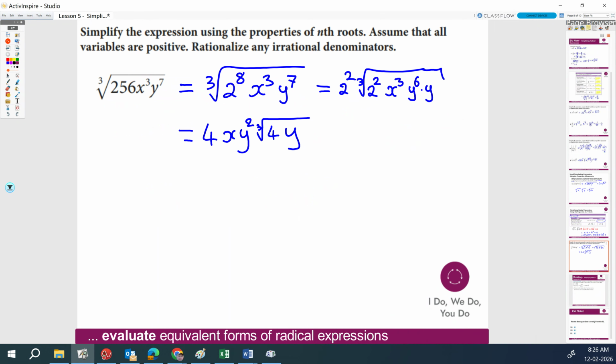Where are we? Our modelling question. Have a go at this modelling question. Discussing in groups, I think, for this one.